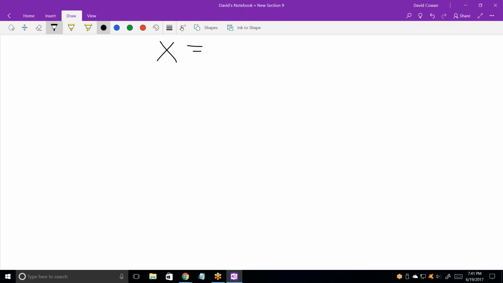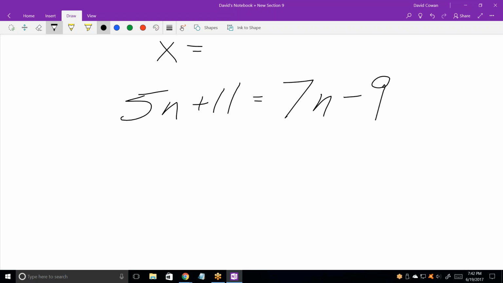All right. The other thing they wanted you to be able to do was to solve an equation that has the variable on both sides of the equation. So let's look at that. Here we have an n on both sides. So you can do this in one step or two steps, but give me the next line. Would you subtract 5n from each side? That's what I would do.